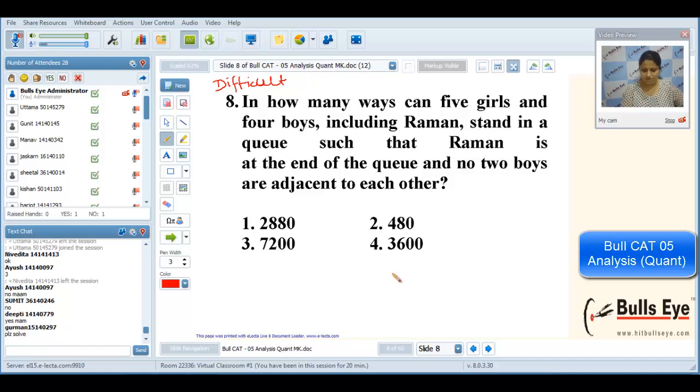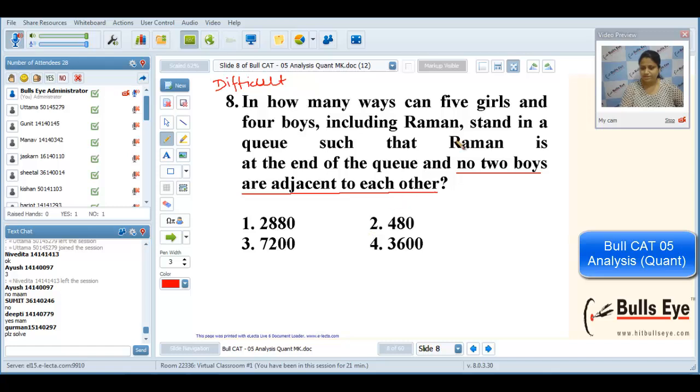Yes, Deepthi. Okay, Gurman. See, in how many ways can 5 girls and 4 boys, including Raman, stand in a queue such that Raman is at the end of queue and no 2 boys are adjacent to each other? What was the key line here? It was no 2 boys are adjacent to each other. Whenever you have this kind of language, no 2 things are together, no 2 things are adjacent to each other, there is only one method to calculate this. Otherwise, you have to make cases.